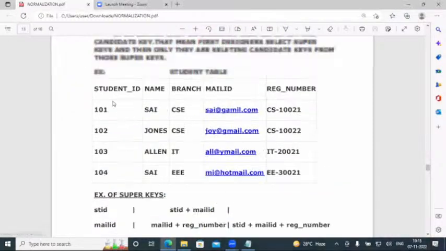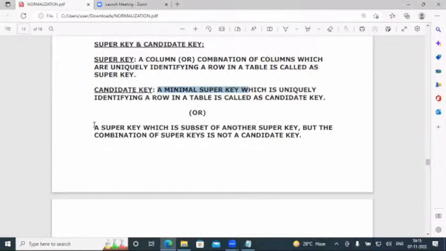Same thing, the definition below is also the same. What is it saying? A super key which is a subset of another super key is called a candidate key. But the combination of super keys is not a candidate key. Got my point now? The combination of super keys is not a candidate key. But the subset of another super key is called a candidate key. Subset. Subset means what now?